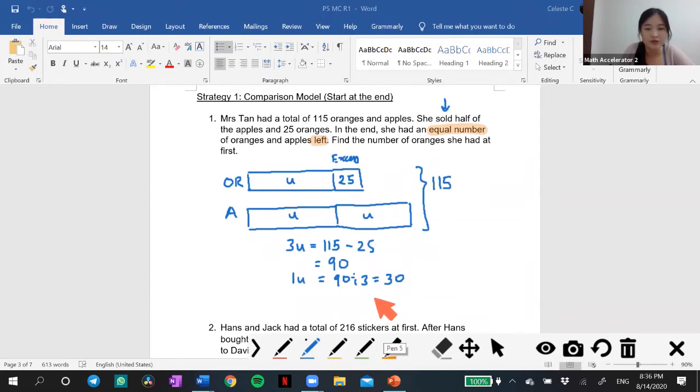Yes, so some of you got the answer already. Very good. So to find the number of oranges she had at first, at first will be oranges. At first, 1 unit plus the 25 that she sold, because she haven't sold yet. So this will be 55. Yep, correct. Okay, Qingyang and the rest. Very good. A lot of you got 55.